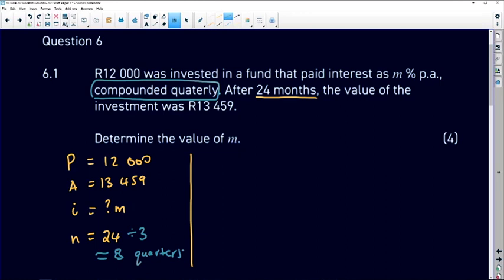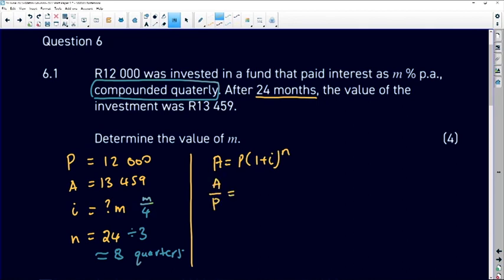Now, M, of course, has to be divided by your value of 4 in this case, because when we compound interest quarterly, we have to divide our M by 4. So we are looking for that. Let's try and write the correct formula. A is equal to P into 1 plus I to the power of N. Why am I doing that? They said compound, and then we want to find the value of I. So I'm going to make I the subject.